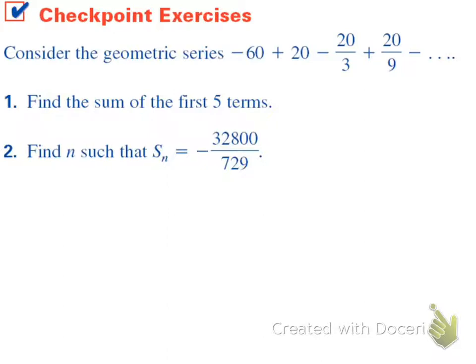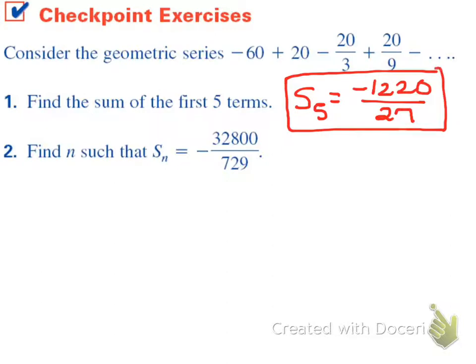If you worked it correctly, you should have found the sum of the first 5 terms would be equal to negative 1,220 over 27. That's the sum of the first 5 terms. Then they asked you to find the number of terms that would give you the sum of negative 32,800 over 729. You should have found that that would take 8 terms. The sum of the first 8 terms would be negative 32,800 over 729. If you had problems with this, you can see me tomorrow.